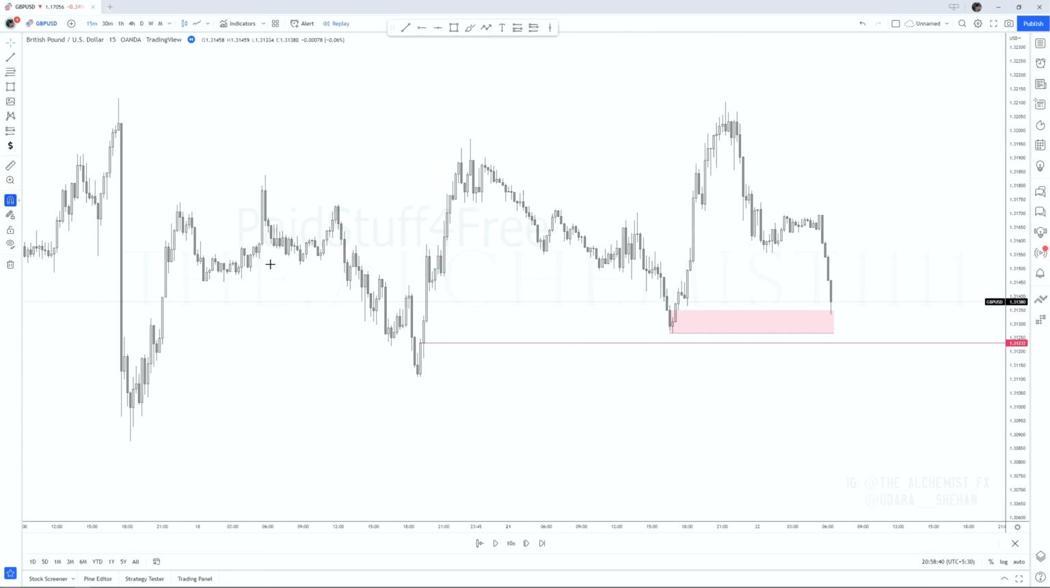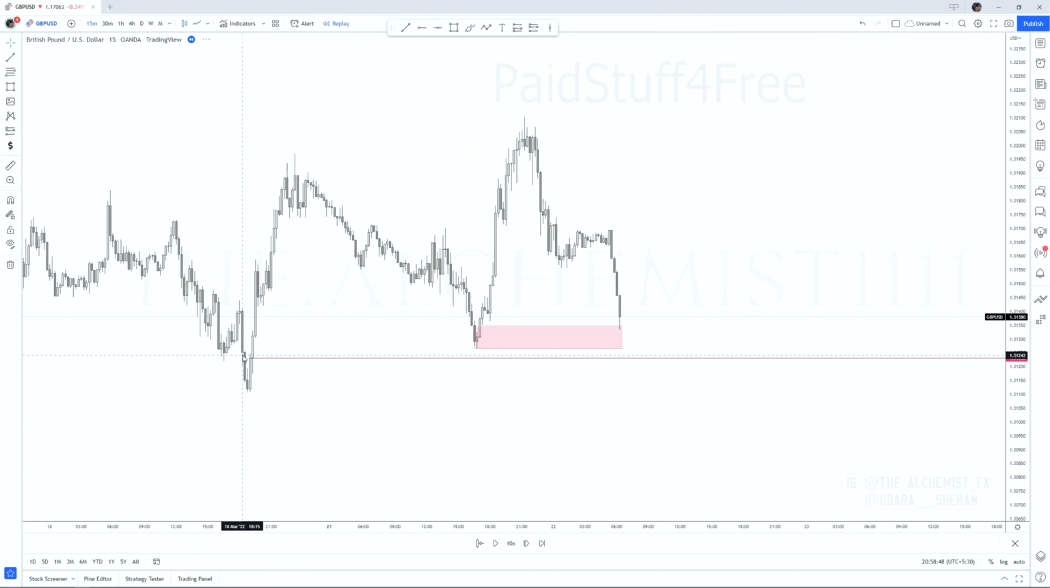Like, I'm not going to do huge refinements. I'm not going to take this 4-hour rejection block and then move it all the way down here. No, that's too much. Just a slight refinement. So you can buy it with your stop loss below the 50-minute rejection block.